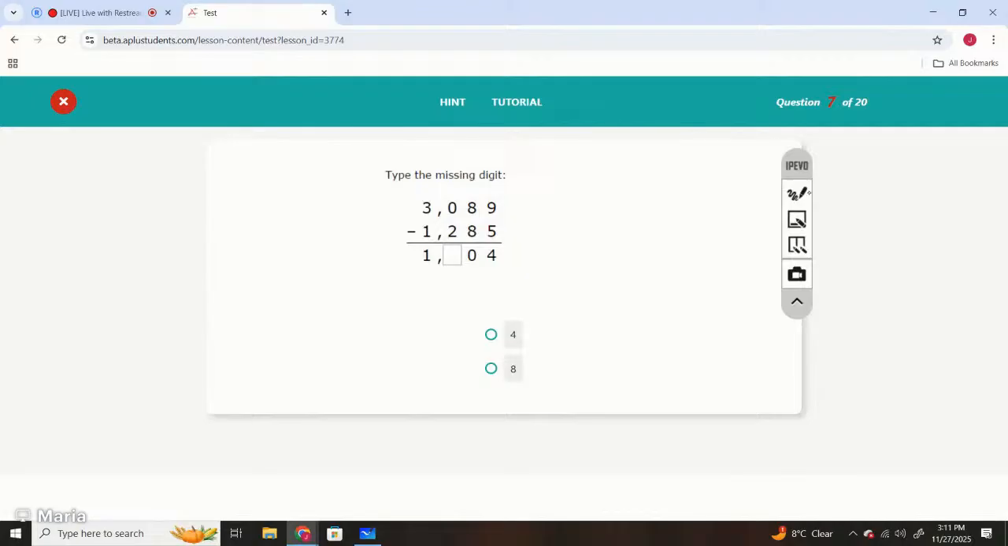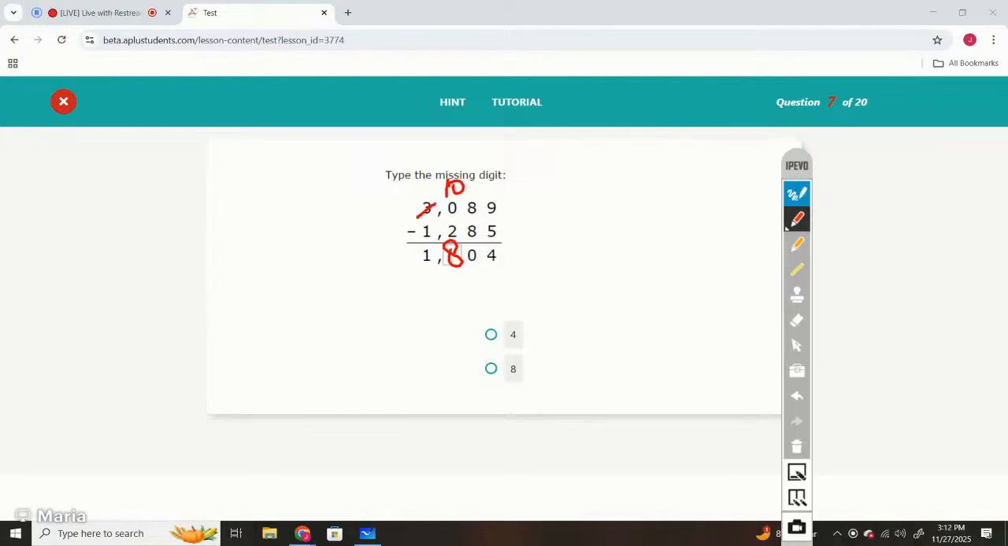Type the missing digit. 9 take away 5 is 4. 8 take away 8 is 0. We cannot subtract 0 out of 2, so we need to borrow 1 from here. 10 take away 2 is 8, so the missing number is 8. That is 8. Option number 2 is the correct option.